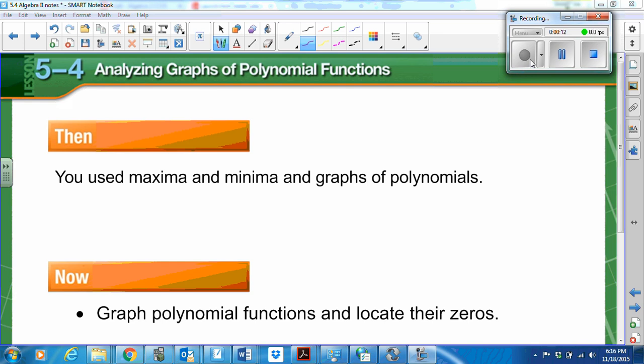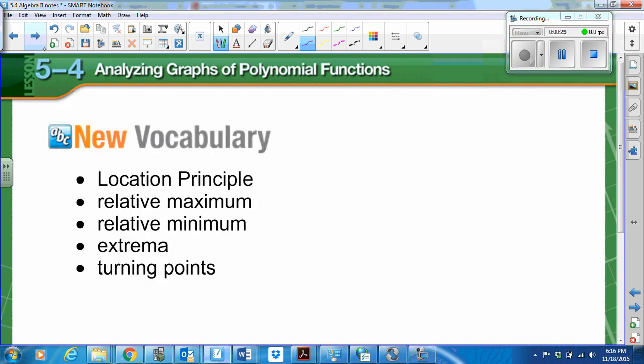So what we've done so far in chapter 4 and up to now in chapter 5 is we've used maxima and minima graphs of polynomials. When we were looking at quadratics, we talked about the maximum and minimum of a quadratic. And now we're going to graph polynomial functions and locate their zeros.